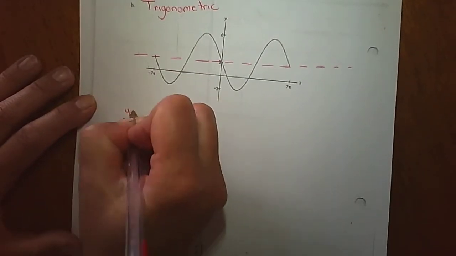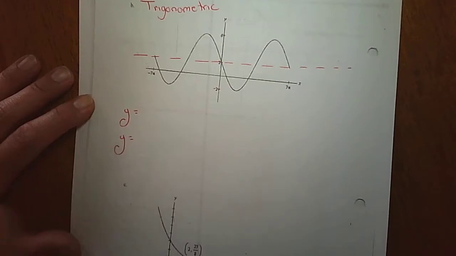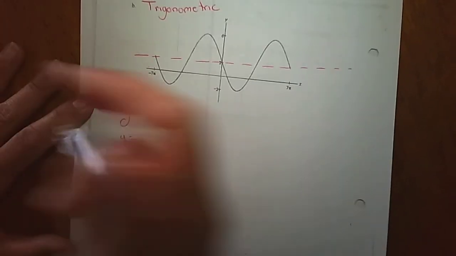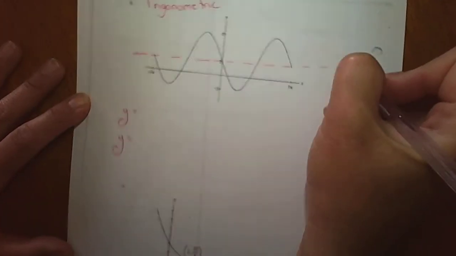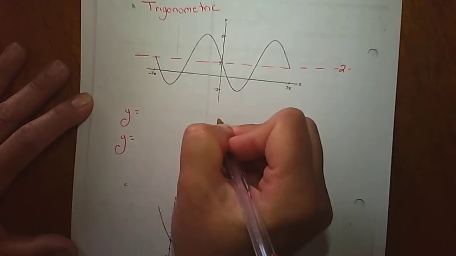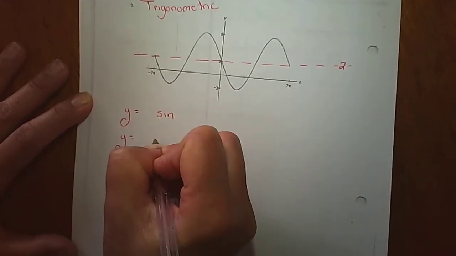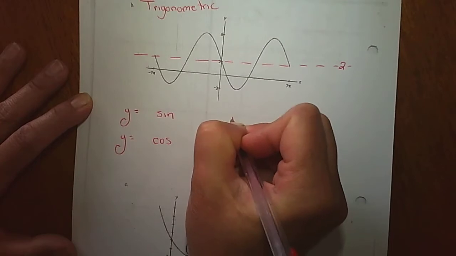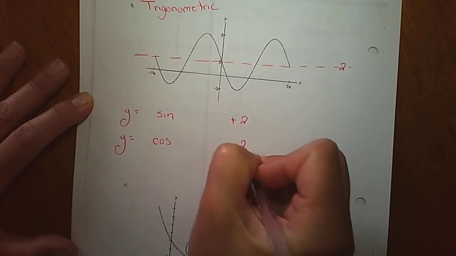So I'm going to do y equals, y equals. I'm going to do one for sine and one for cosine. There's going to be lots of different answers for this. But now that I know that this is 2 at my midline, I'm going to do a sine, cos. Both of them are going to have plus 2 on the end.